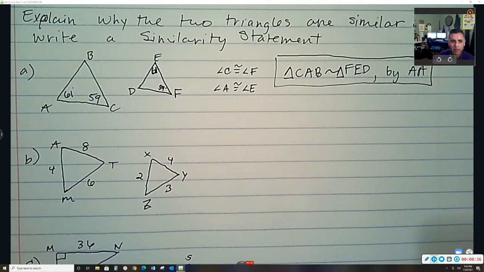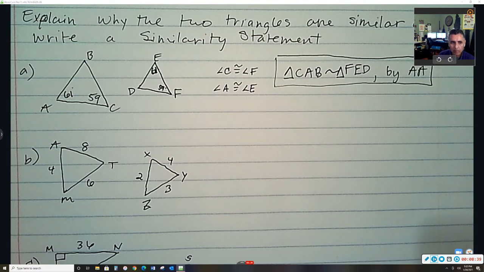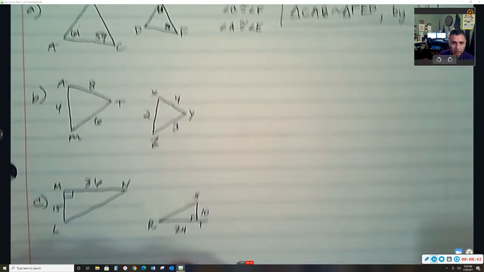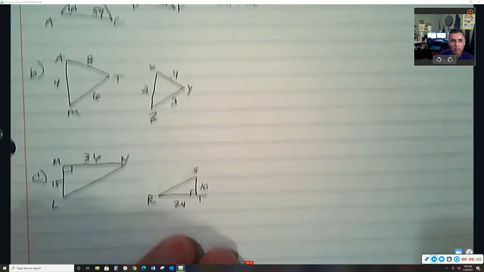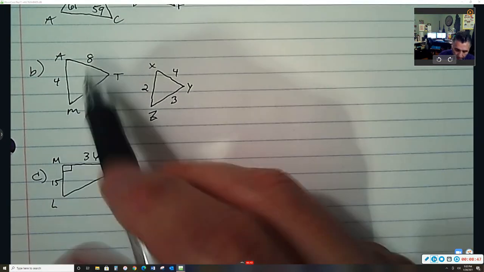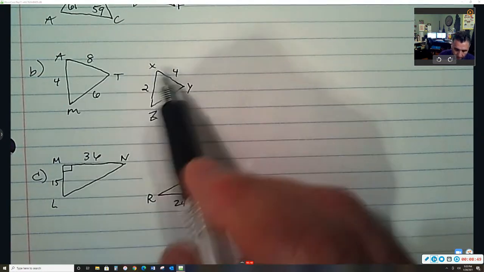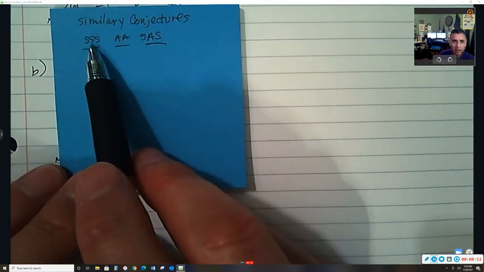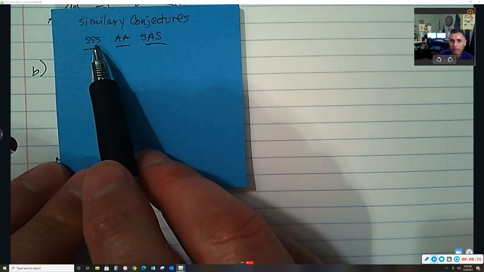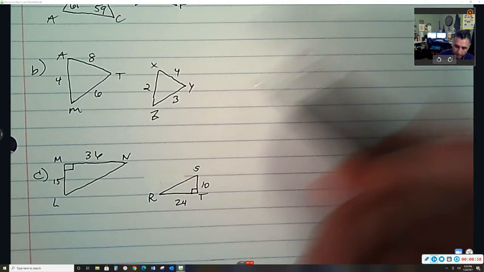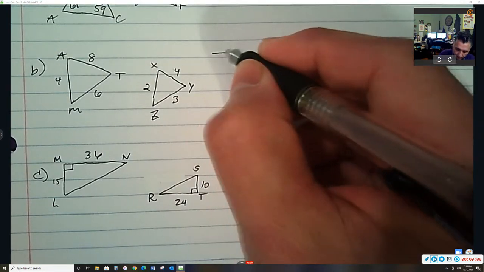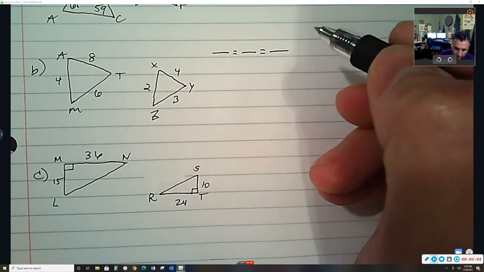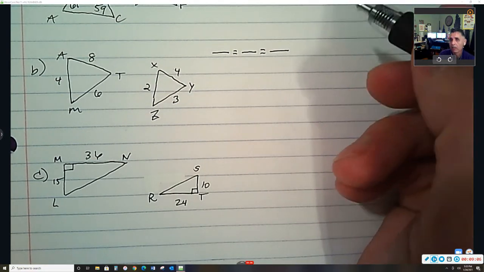So pause that and copy it. And let's do B. For B, I should have used a different color, huh? But for B, if you look, we have the measurement of all the sides. So most likely, you should think, hey, I'm going to try to check the side, side, side similarity conjecture. And that one said, if the corresponding sides are proportional, then the two triangles are similar.